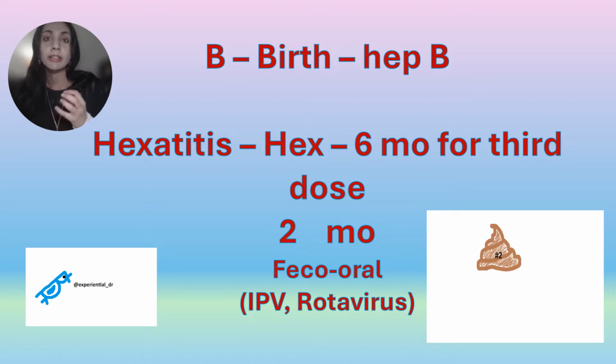How do you remember that the third dose of hepatitis B is due at 6 months and not at 2 months? This is a common confusion because at 2 months of age, a bundle of vaccines becomes due. Now, the trick to remember is to think of hepatitis as hexatitis. Hex is the Greek word for 6, and that should help you make the connection that at 6 months of age, the third dose of hepatitis, hexatitis B, is due.